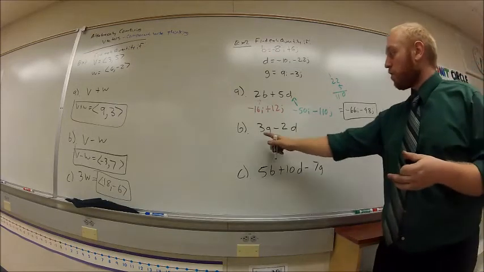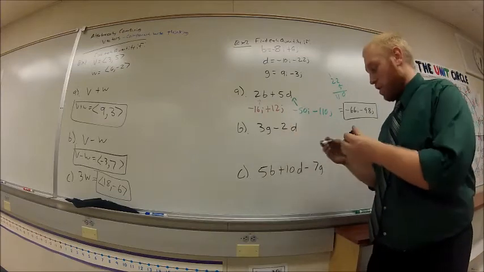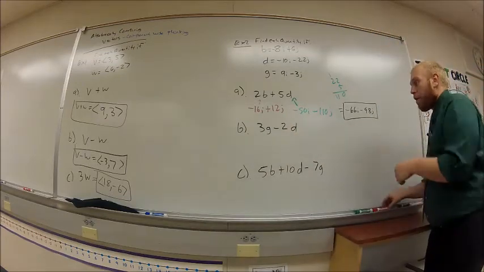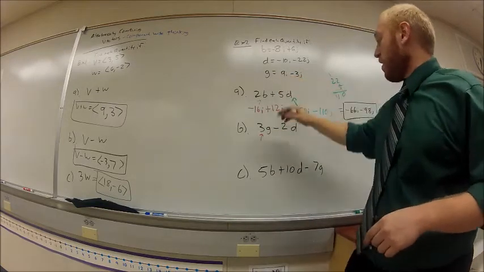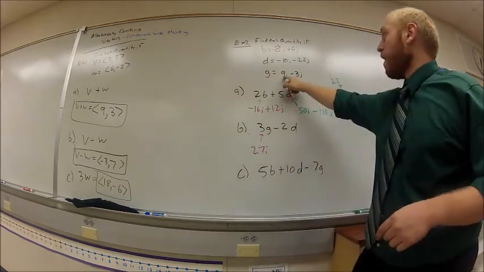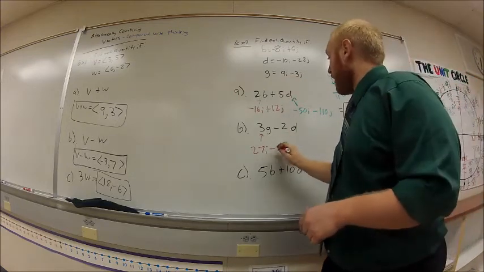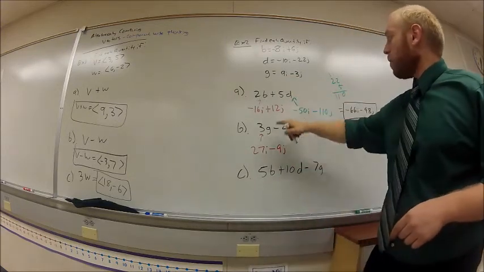Now, for the next one, 3g minus 2d. Let's do the same thing. Figure out what 3g is. Well, 3 times the vector g is going to be 27i, because I multiplied the 9 by 3, minus 9j, because I multiplied the 3 by the 3.